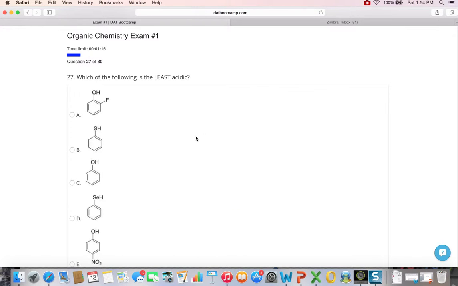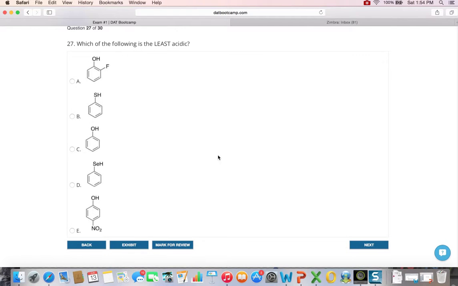27, least acidic. Selenium is bigger than sulfur, is bigger than oxygen. So this would be the most acidic, then this would be next. OH with a fluorine would be more acidic than OH with nothing. OH with nitro would be more acidic than OH with nothing. Let's pick OH with nothing.